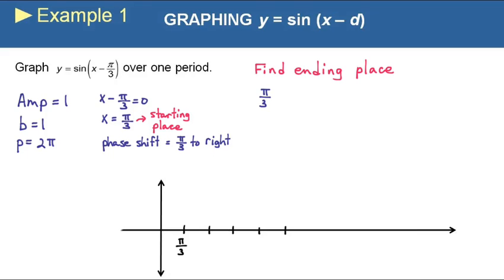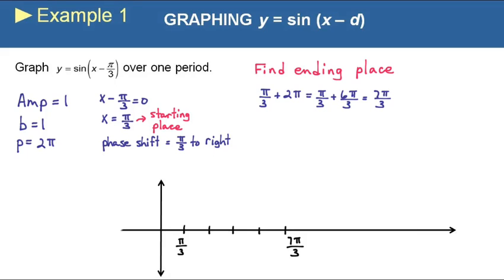So I'm going to do pi over 3 plus 2 pi. Now this is a fraction, so we need a common denominator. So I'm going to multiply top and bottom by 3 here, and that's going to make pi over 3 plus 6 pi over 3. Now 1 plus 6 is 7, so that's 7 pi over 3. That means the ending place here is 7 pi over 3.